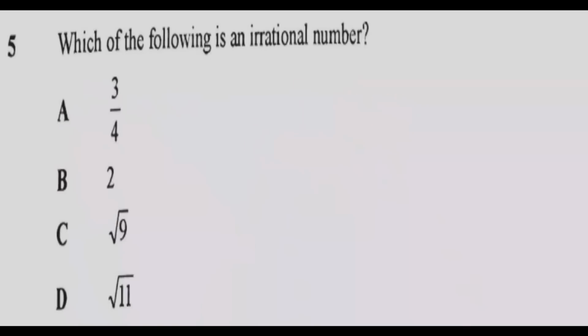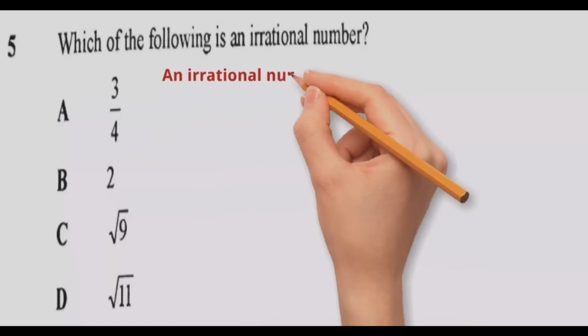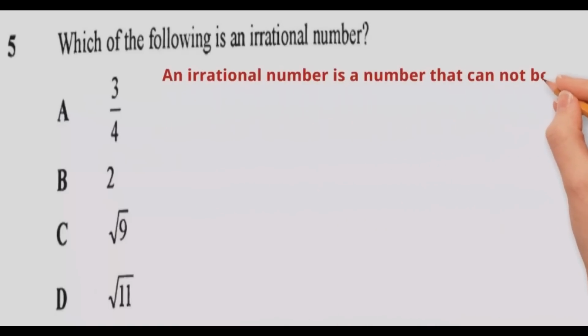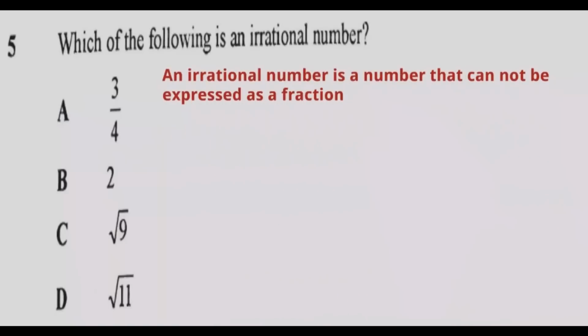Question number 5 is, which of the following is an irrational number? An irrational number is a number that you cannot express as a fraction. Now when you look at A, we have 3 over 4. That means 3 has been expressed as a fraction over 4.